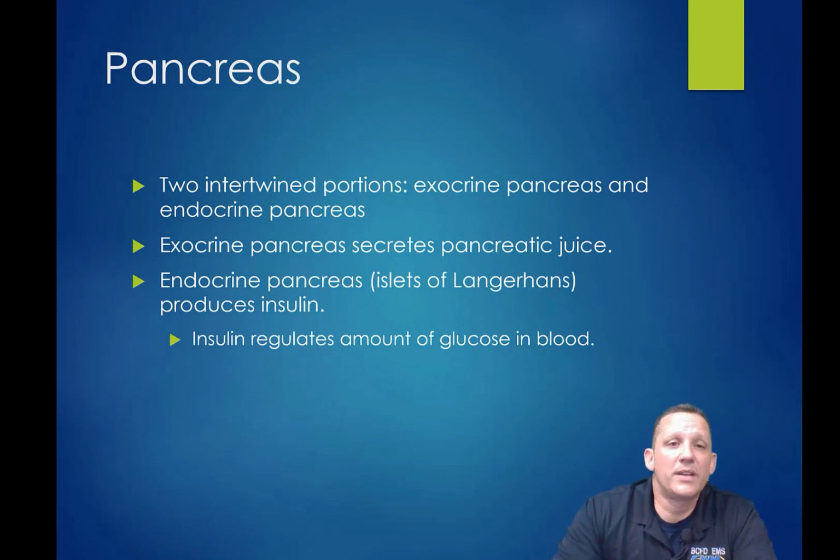Okay, so the pancreas has two intertwined portions. You have the exocrine pancreas and the endocrine pancreas. The exocrine pancreas secretes pancreatic juice into the GI tract. The endocrine pancreas produces insulin, which is going to be released into the blood, controlling the ability for the body to absorb sugar or glucose into the cells.